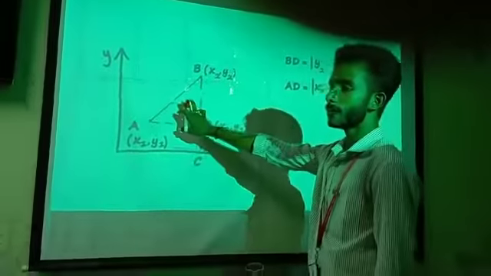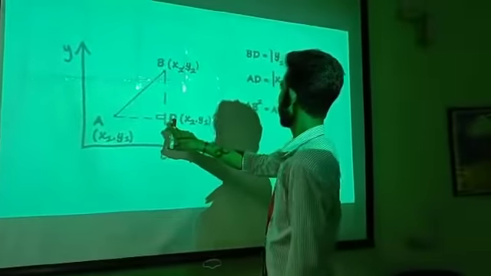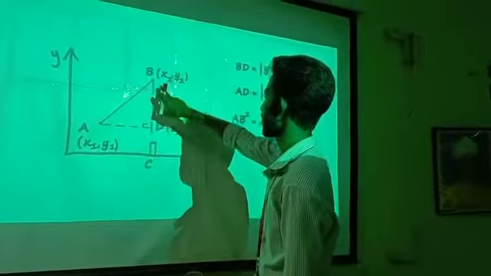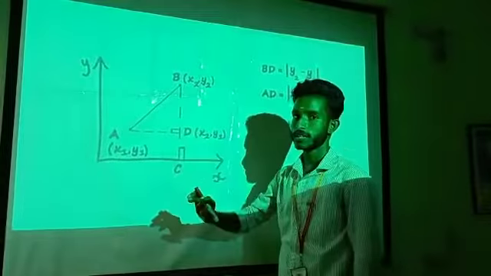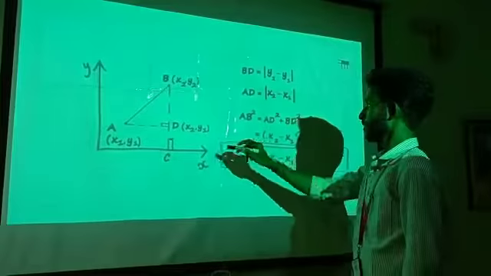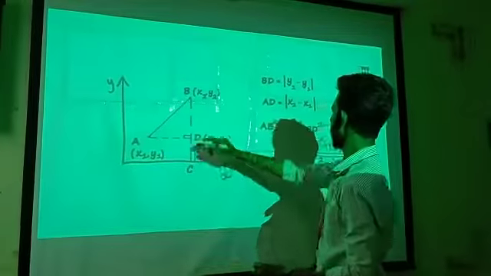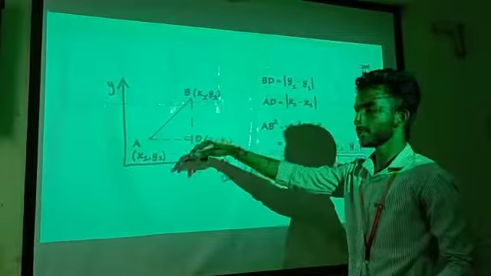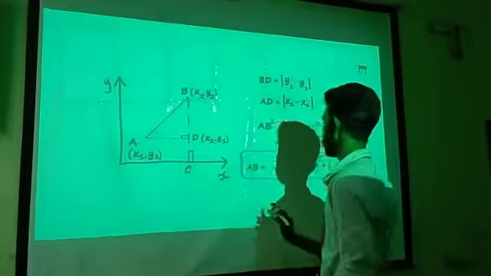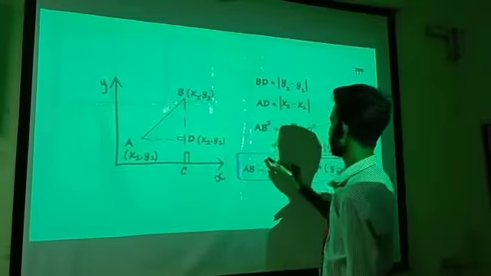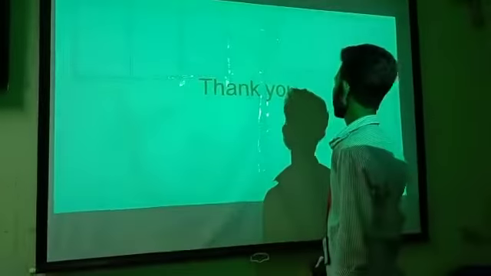Find the value of AB using the Pythagoras theorem. AD is x2 minus x1 and BD is y2 minus y1. AB squared equals AD squared plus BD squared. AD squared is (x2 minus x1) whole squared and BD squared is (y2 minus y1) whole squared. So AB equals the square root of (x2 minus x1) whole squared plus (y2 minus y1) whole squared. Thank you.